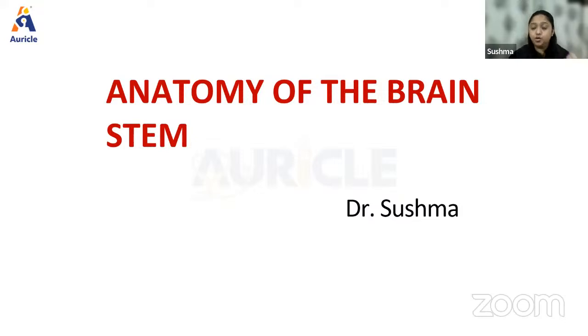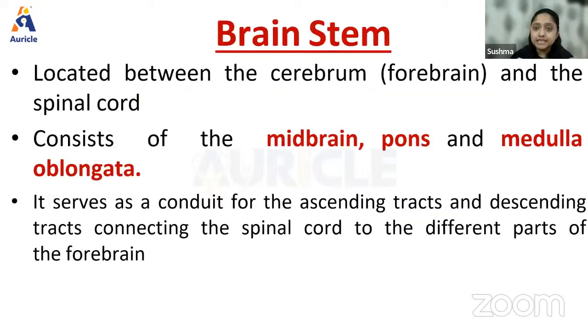Now, to do this precise function of integrating this information, we have what is called the brainstem. So the brainstem is nothing but a structure that is located between the cerebrum and the spinal cord, right? We have the cerebrum, who is the master. And we have the spinal cord. Something that connects the two is the brainstem.